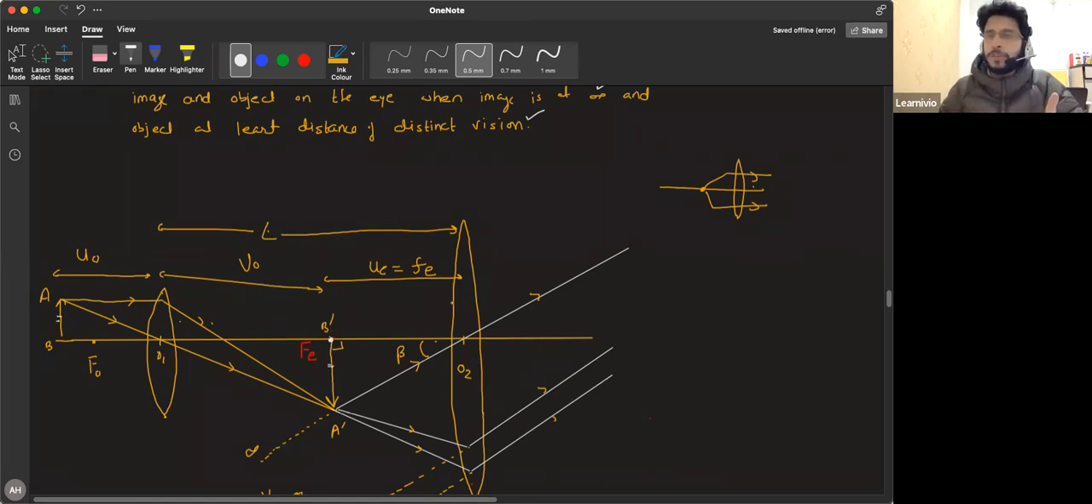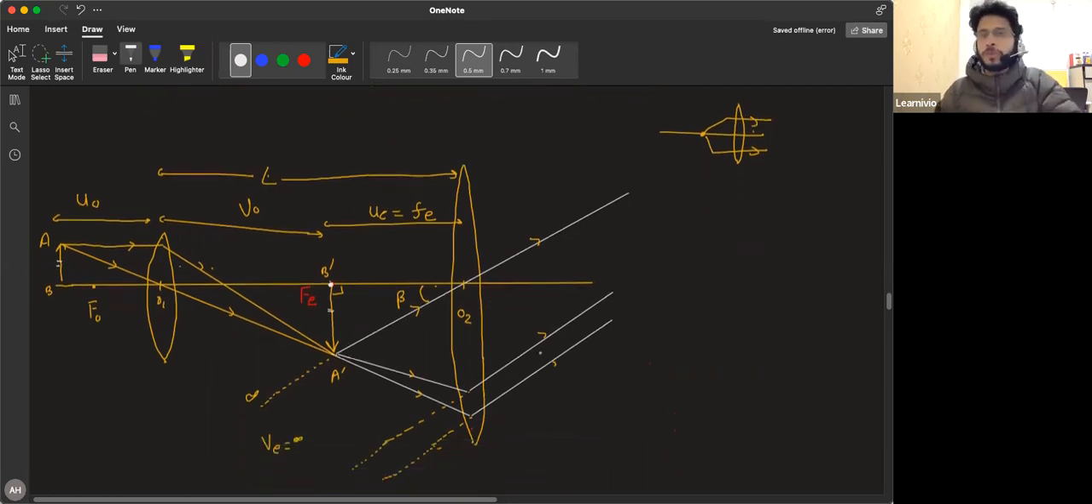You know that the final image will be obtained by the eye lens. So you place the object of the eye lens at the focus. When the object is at the focus, the rays passing through the lens will become parallel and the final image will be obtained at infinity.